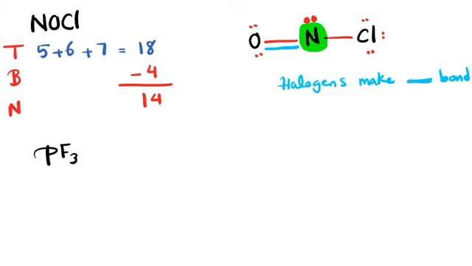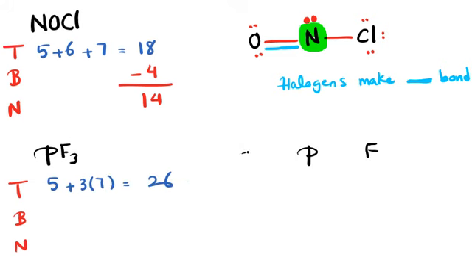PF3. TBN: phosphorus group 5, 3 times fluorine 7, 26. Let me quickly draw that. P, F, F, and F. Central should be connected to the terminals.